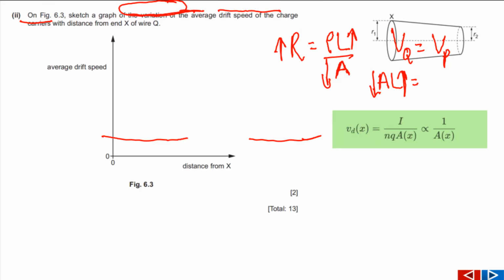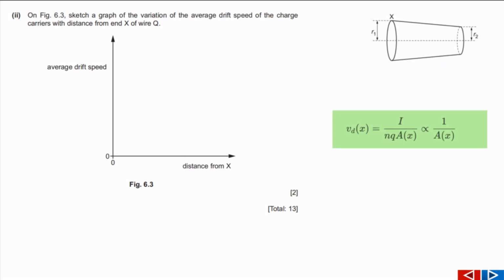Now for this part of the question, we need to sketch a graph. The graph we need to sketch is between average drift speed and distance from X. When distance is equal to 0, charge carriers still have drift speed. I mean charge carriers are not at rest. But as the distance is increasing, area is decreasing.